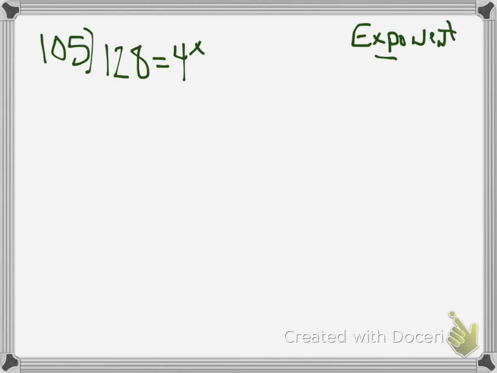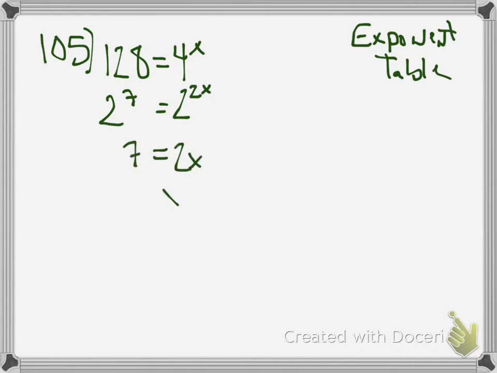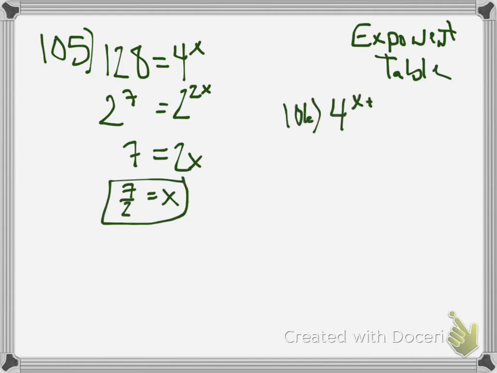You would easily see it on the 2. I don't know if you see it on the 4, but 4 is 2 squared, 128 is 2 to the 7th power. So then I could convert both of those to that. I can drop the big 2's and say 2x is equal to 7 and then divide by 2 to get x equals 7/2. And that's it. So problems like 105, 106, 107, 108, 109, even 110, you can use your exponent table.